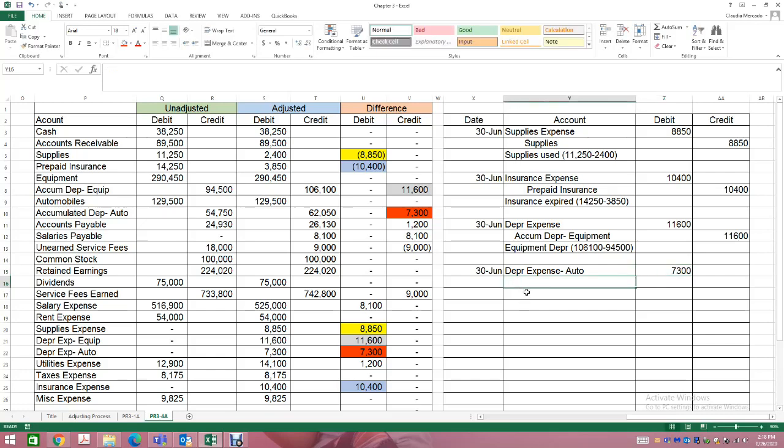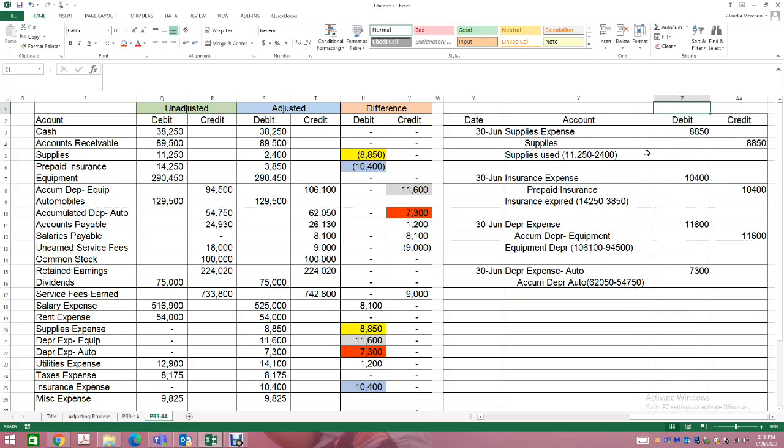Then we're going to offset it against accumulated depreciation, and that is going to be the $62,050 minus the $54,750. So that is the fourth entry. And don't forget to enter your amount. If not, you're not going to be in balance.